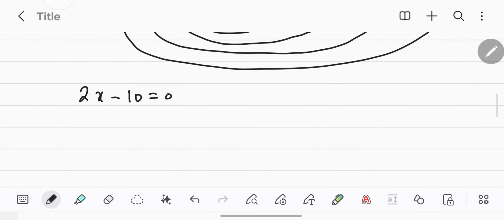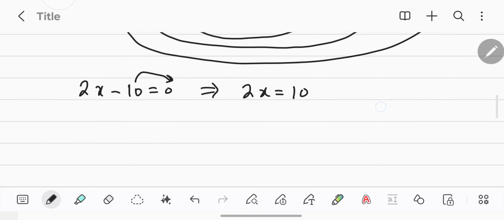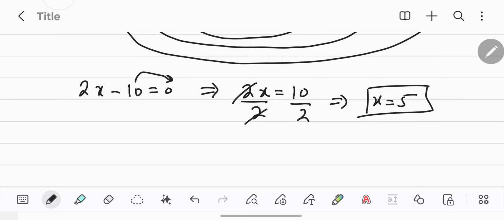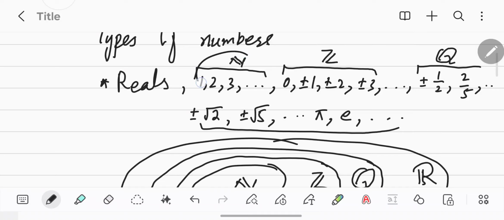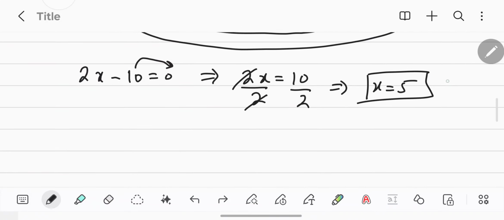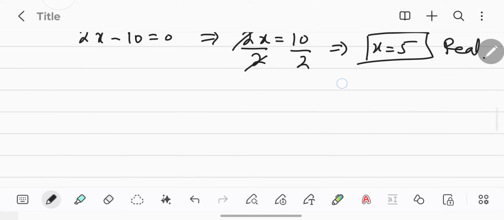If we solve this equation, what will you do? You will move this 10 here, you will get 2x is equal to 10. Then you will divide both sides by 2 to get the value of x. It will be x is equal to 5. And this is a real number because it is inside the natural numbers. Okay, which is real. There is no problem.